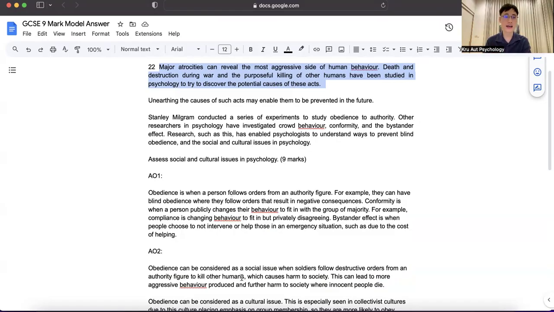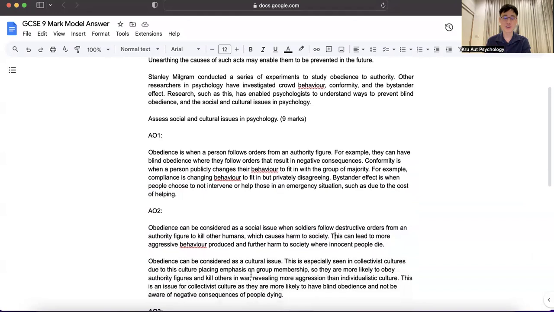So I wrote here that obedience can be considered as a social issue, referring to soldiers in the scenario when soldiers follow destructive orders from an authority figure to kill other humans. Students will have to know what an authority figure is, because that's the key term associated with the obedience topic under social influence. Then explain that it causes harm to society, because it's a social issue. I want to use words like society, social, groups of people to elaborate on how it's a problem. It causes harm to society, then it's good to explain a little more, because having just one sentence is not enough.